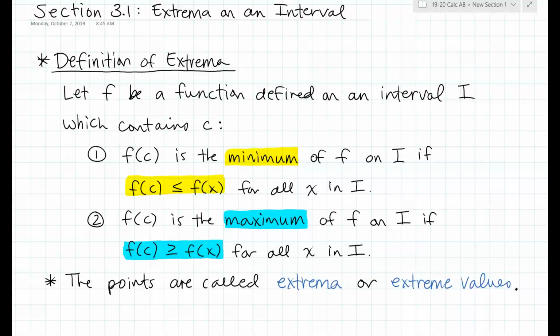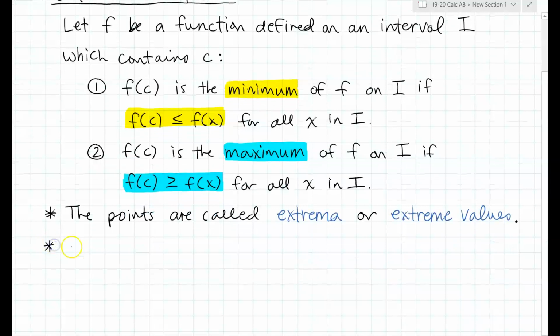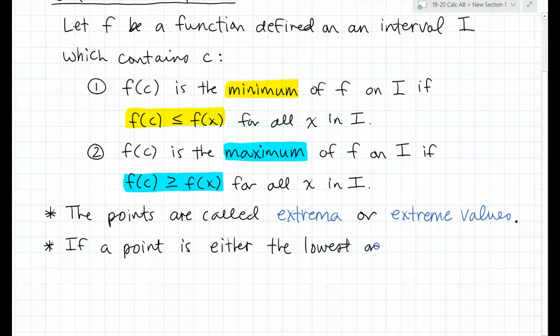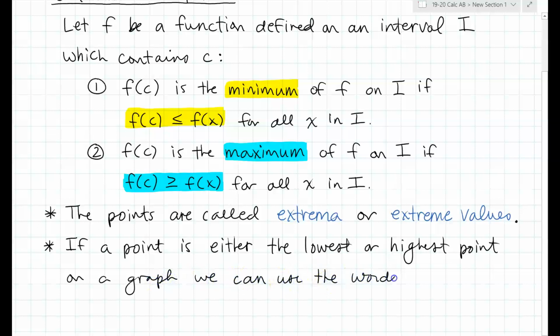Now, if a point is either the lowest or highest point on a function or on a graph, we can use the words absolute minimum or absolute maximum.